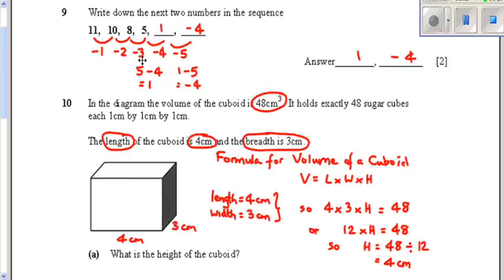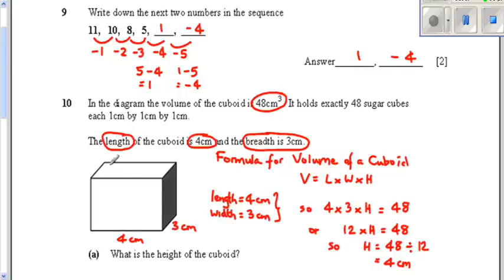The number is getting bigger each time. So the next one is going to be minus 4. So 5 minus 4 is going to be equal to 1. So the first answer is 1. And then the next pattern in the sequence is going to be minus 4 to minus 5. So the next number is going to be 1 minus 5, which is minus 4. So the two numbers are 1 and minus 4.